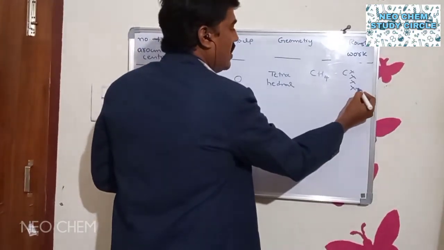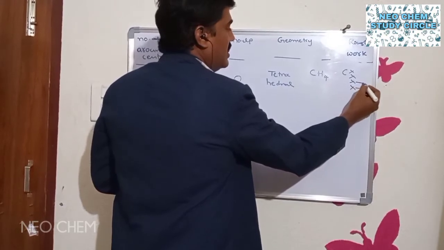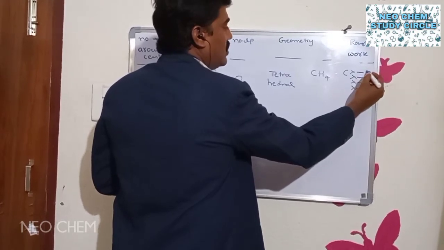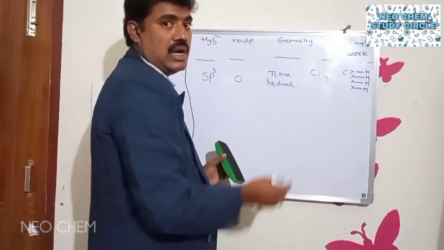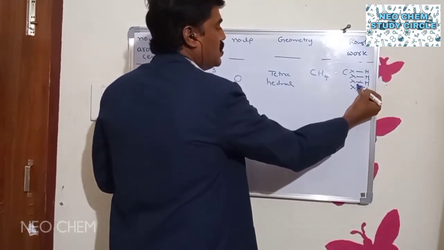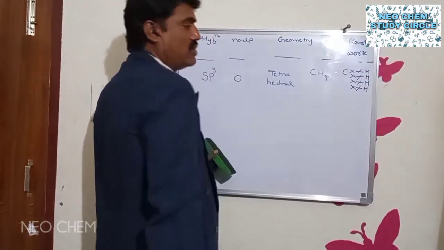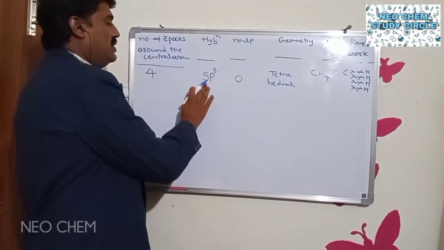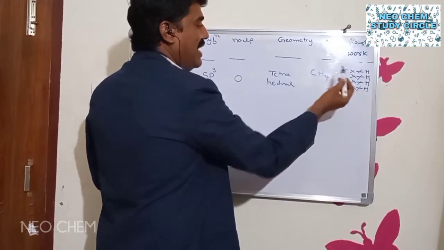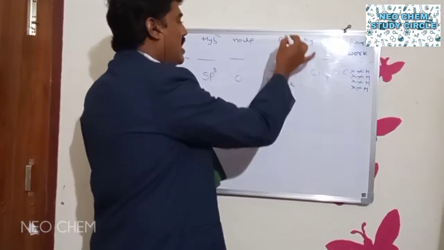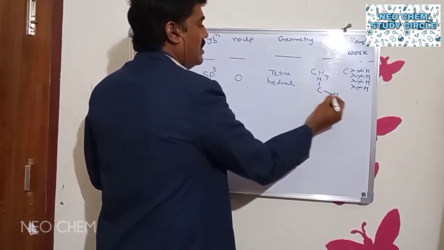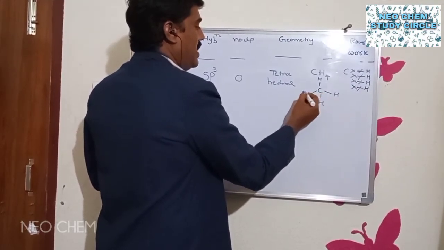So we should write 1 hydrogen with 1 electron, second hydrogen with second electron, third hydrogen with third electron, and fourth hydrogen with fourth electron. All are single bonds, so all are sigma bonds. So there are 1, 2, 3, 4 sigma bonds. So hybridization is sp3. After sp3 hybridization, there is no lone pair of electrons remaining on the carbon. That's why the geometry of methane is tetrahedral, like this. This is the tetrahedral geometry.